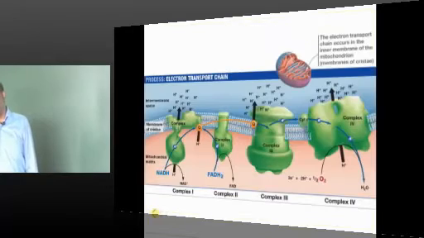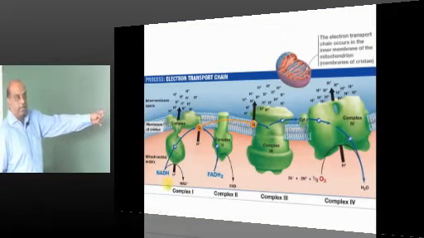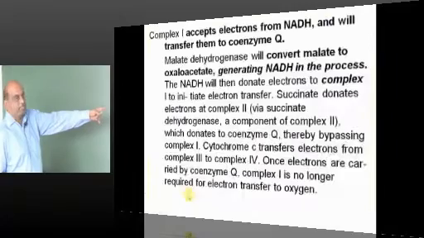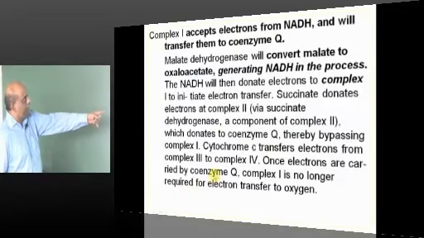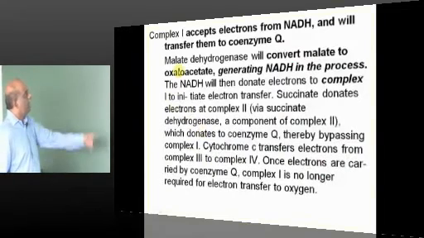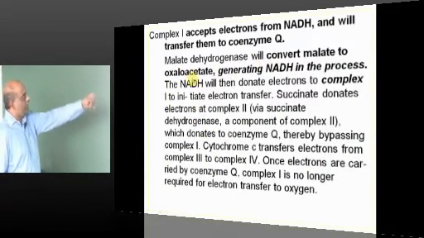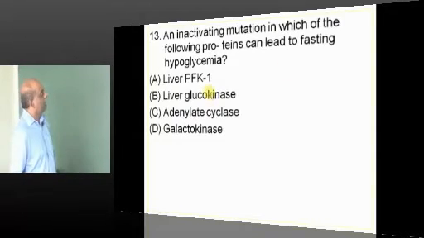Excellent. Malate to CoQ. That is the place where NADH is basically exhausted, and complex 1 basically accepts the electrons from the NADH and transfers them to coenzyme Q, is what you need to remember. And malate dehydrogenase will convert malate to oxaloacetate, generating NADH in this process.